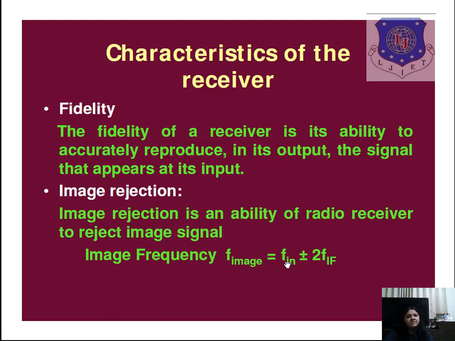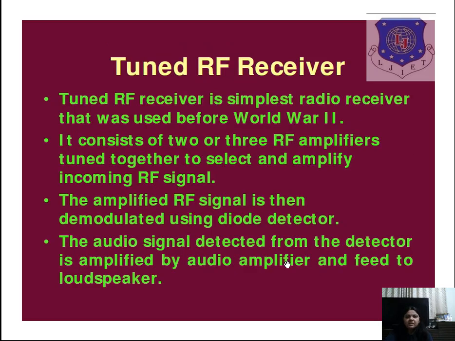Next is fidelity. The fidelity of a receiver is the ability to accurately reproduce in its output the signal that appears at its input. Image rejection. Image rejection is the ability of the radio receiver to reject the image signal. So image frequency means the same output will appear at another frequency. So we need to reject that image frequency. So how can you reject it? By using this formula, we can reject the image frequency.